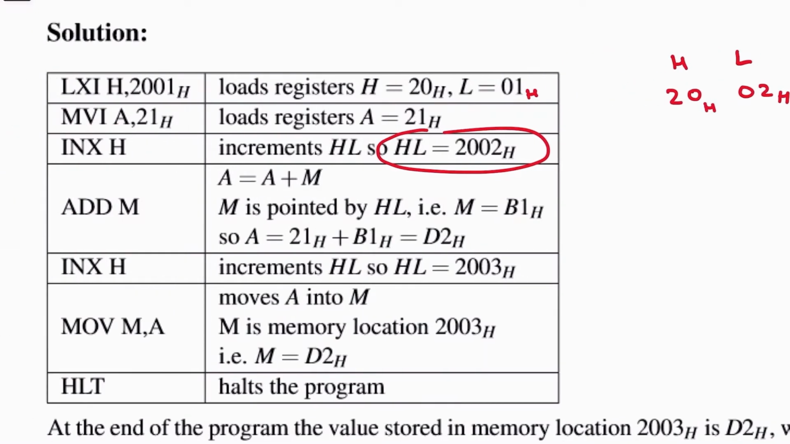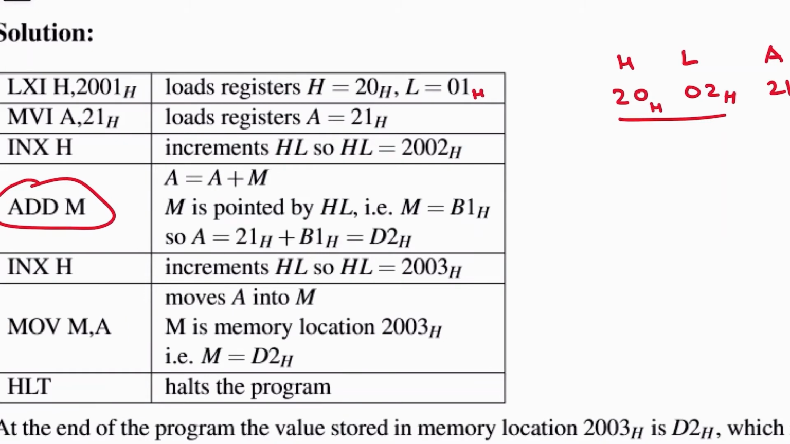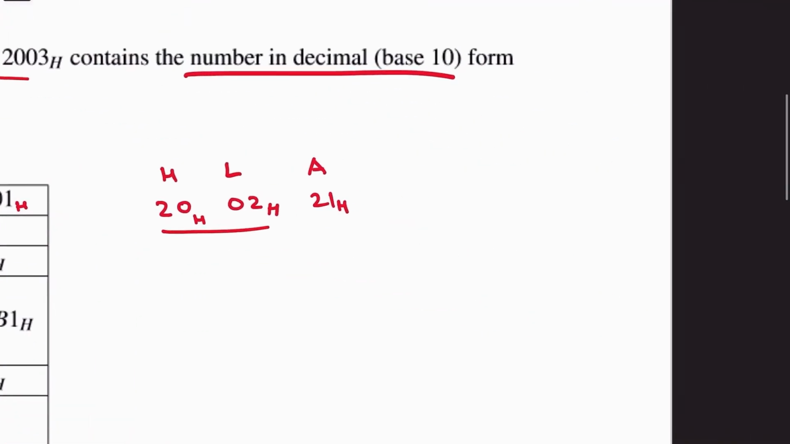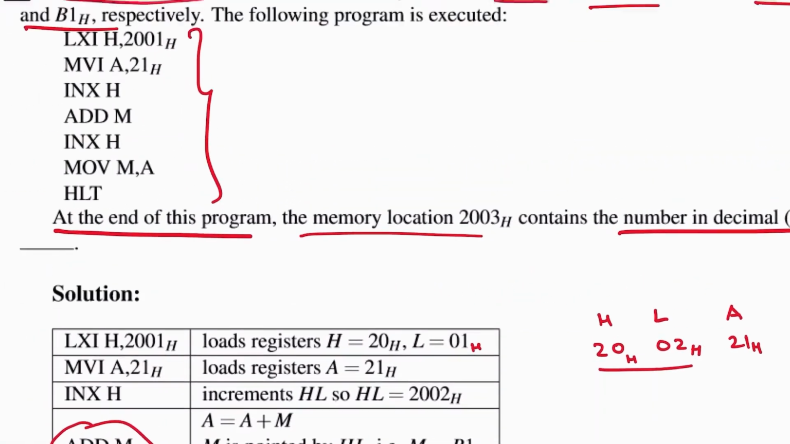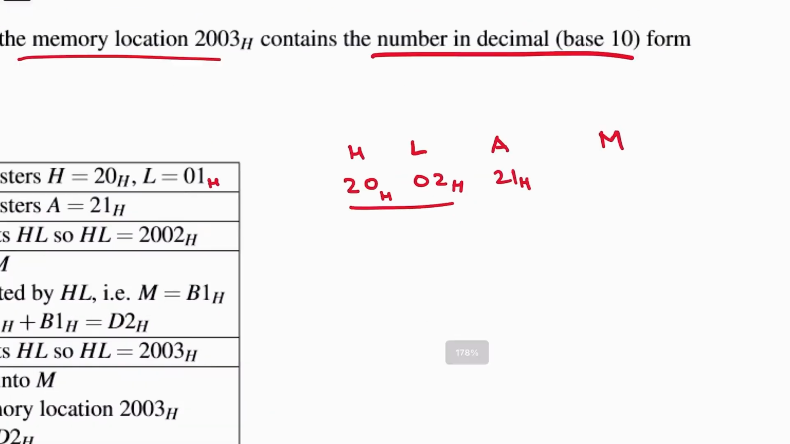And moving on, now ADD M. So the add instruction adds the register to the accumulator and stores the data in the accumulator. And M, of course, refers to the memory location pointed to by the HL register. Now, the HL register, which has 2002, points to the memory location 2002, and M is whatever data is stored over there. Its data from the problem, 2002 contains B1H. That's what the problem says.